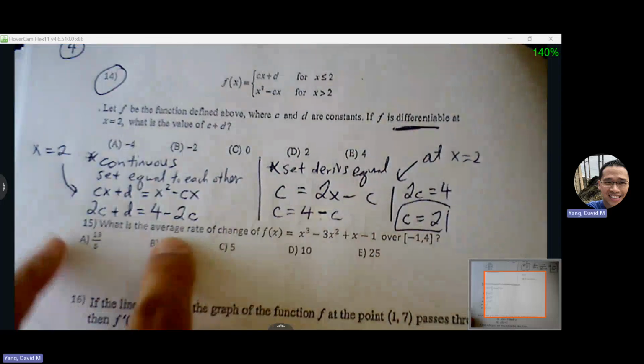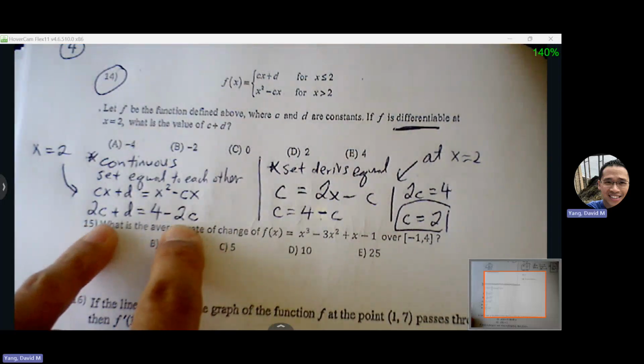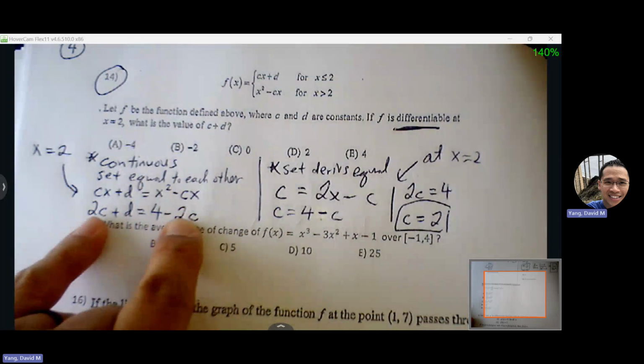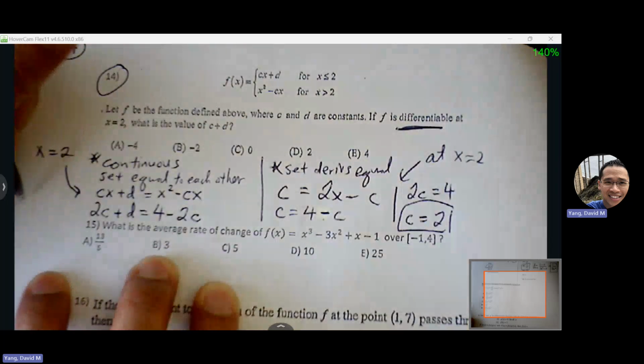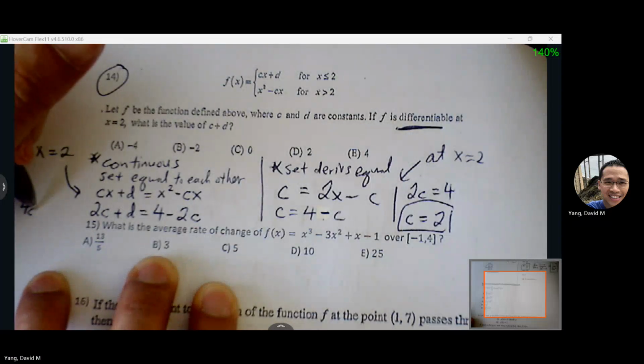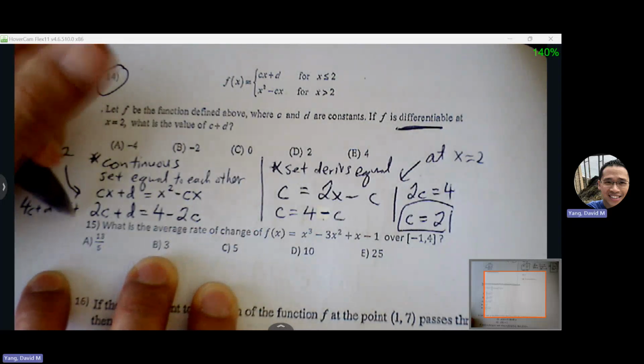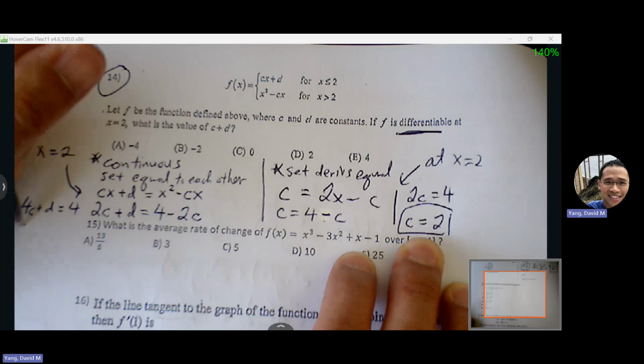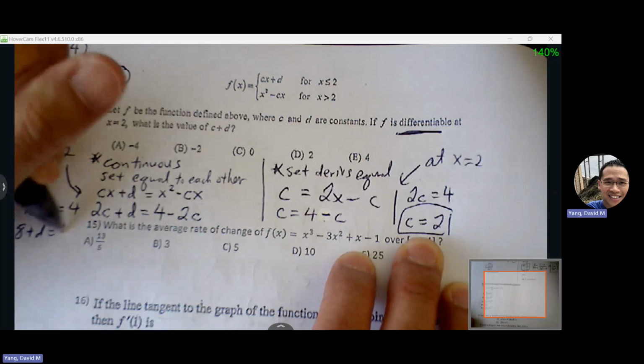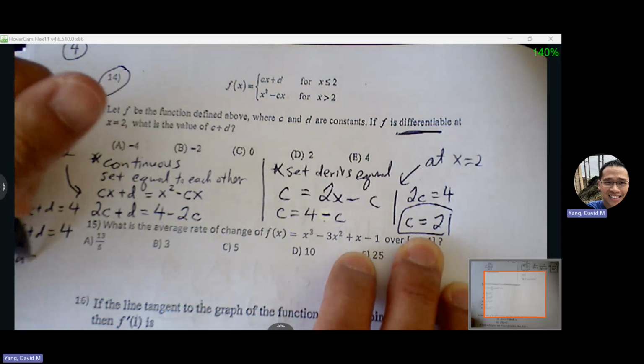And if I have this, I should be able to go back to my first equation and figure out what my c plus d value is. So if I combine this, I get 4c plus d is equal to 4. Plug 2 in for c, I get 8 plus d is equal to 4. So I get d is equal to -4.